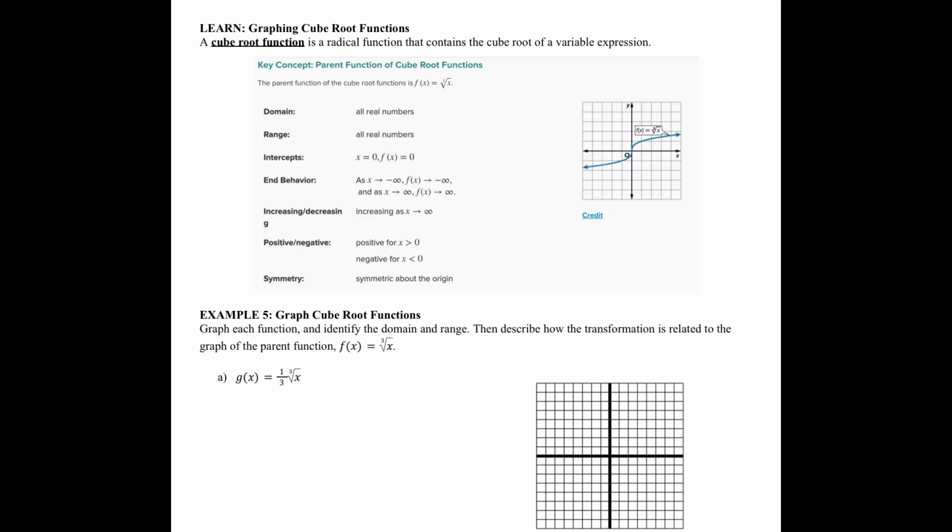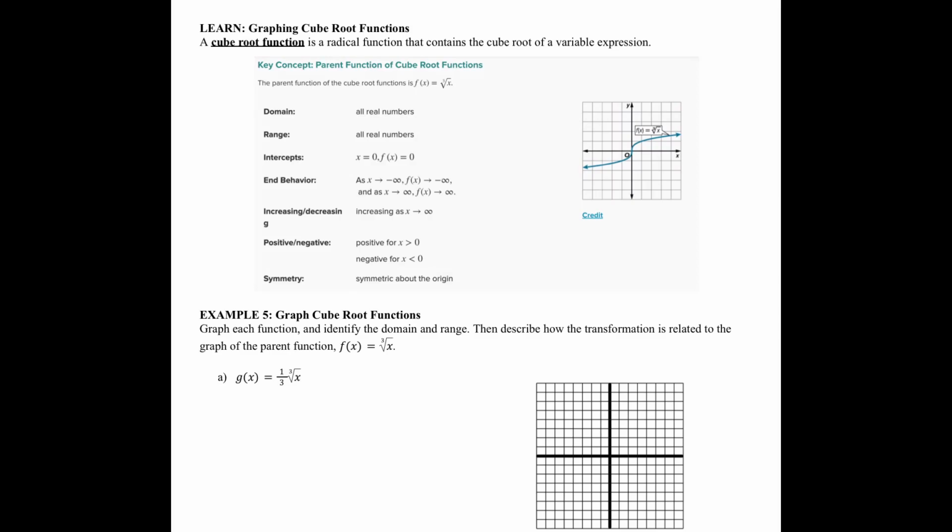Hello all. In this video, we're going to talk about Module 6.4, Example 5, graphing a cube root function. Similar to our square root function that we graphed in previous examples, a cube root function is a radical function that contains the cube root of a variable expression. So our parent function for these functions is going to be the cube root of x.